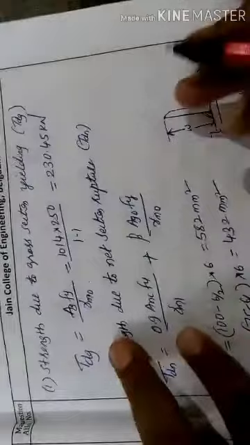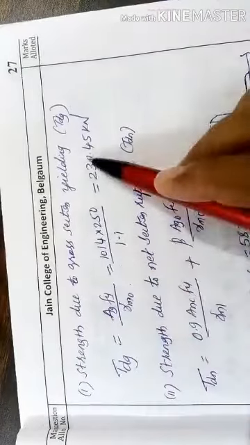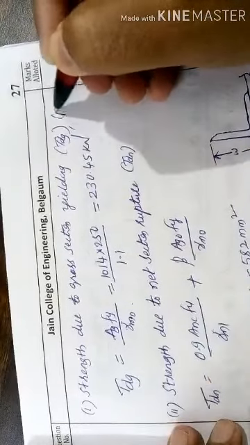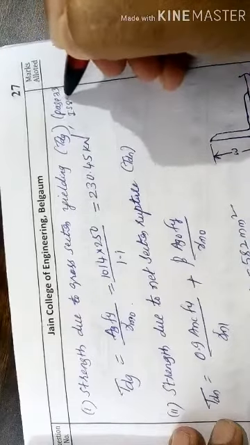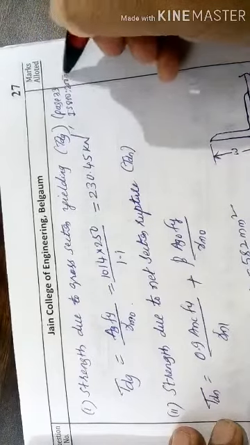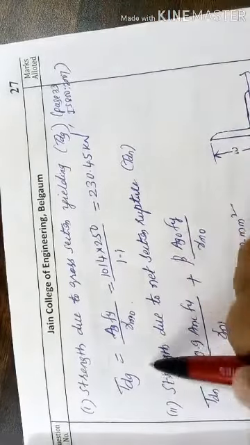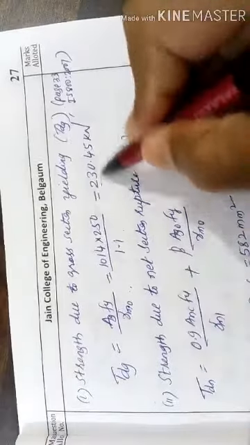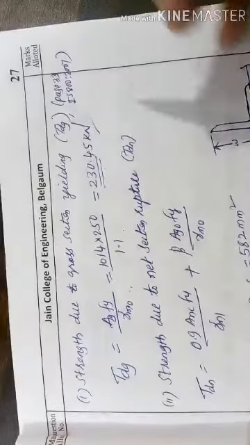So let us calculate the first one, the strength due to cross section yielding, TDG. For this you can refer to page 33 of IS 800:2007. You will get this formula. Then substitute all the values here, and you will get 230.45 kilonewton. This is TDG.